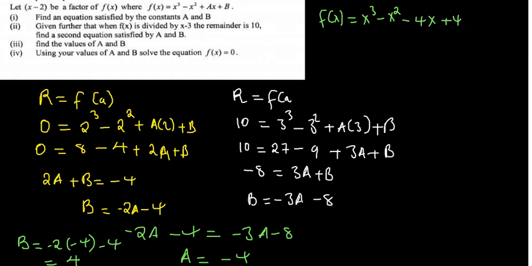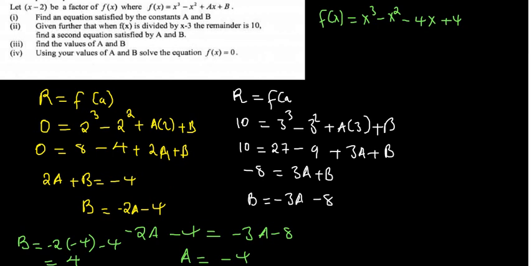Yes, Esther. So how did we get the value of B? We've substituted the value of a in this equation. We found a to be negative 4, so we substitute negative 2 times negative 4, which is positive 8, and then positive 8 minus 4, that is a 4. Okay, fine.